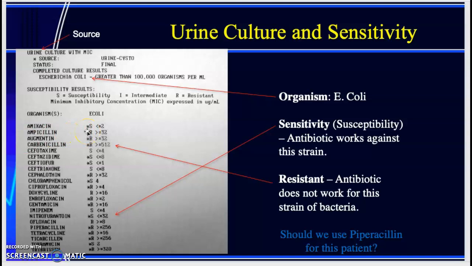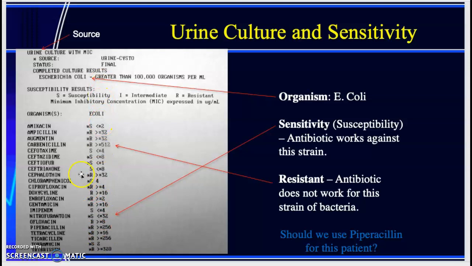Okay, and then the last slide in this first video is the culture and sensitivity. And so here's a little computer printout here of a patient's culture and sensitivity. And you can see up here on the top, it says it's a urine culture. And then you can see right down here, it says this is the culture, and you can see that it's E. coli that's growing out. So that's the organism that caused the urinary tract infection.